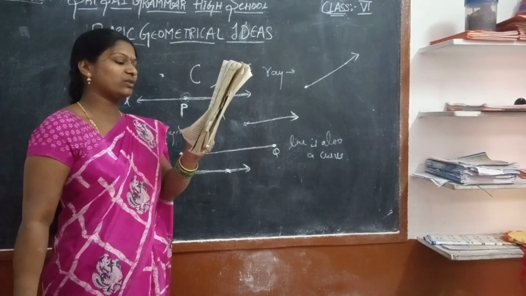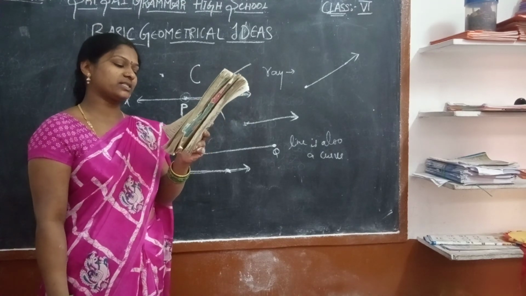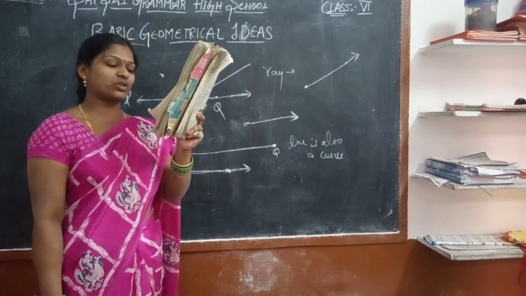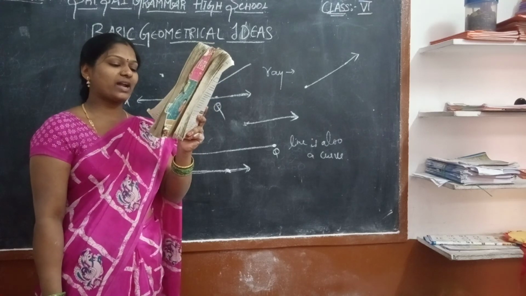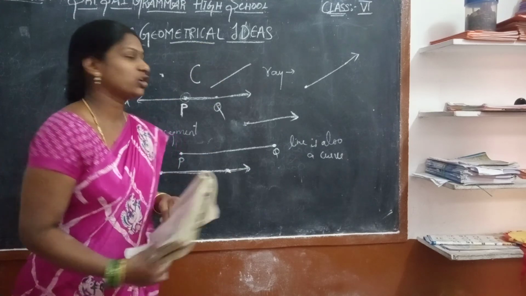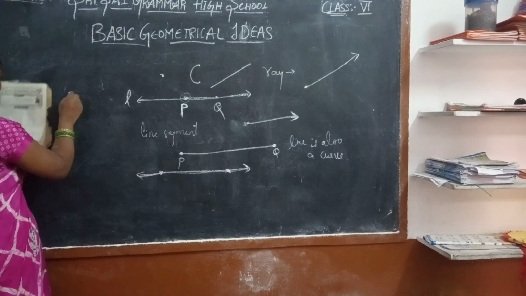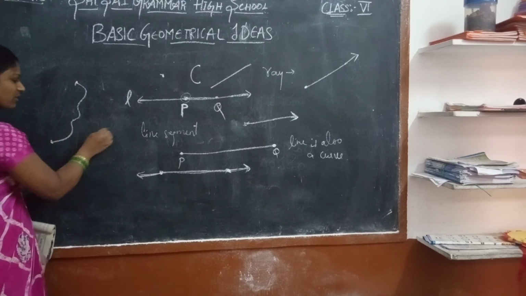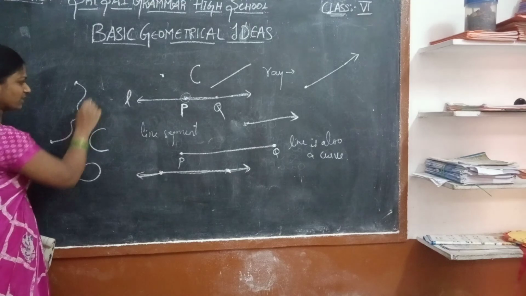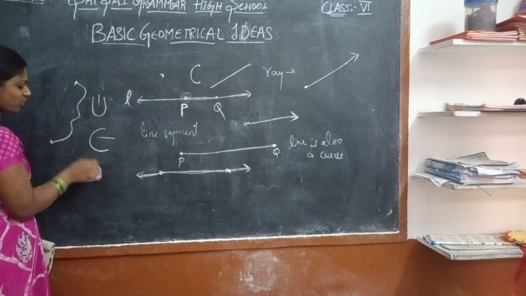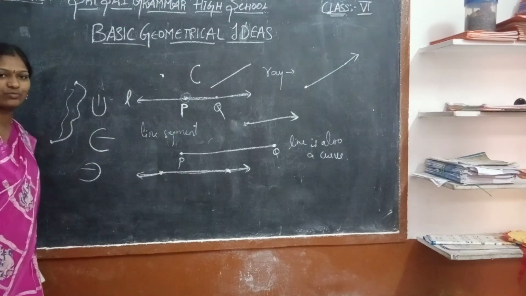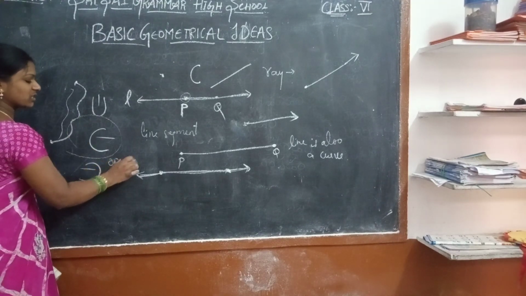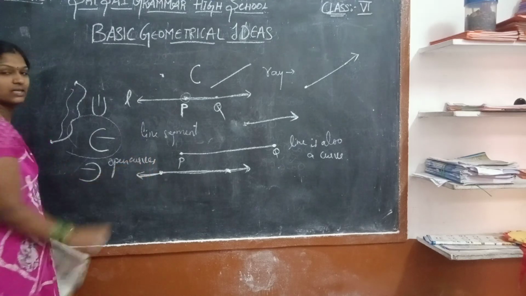A simple curve is one that does not cross itself. Curves are of two types: open and closed. For example, here is this curve, and this curve. These are open. All these curves are called open curves.